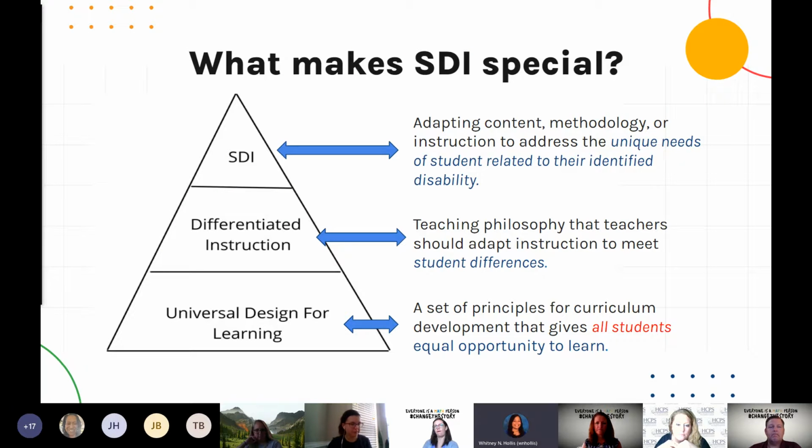And then SDI is at the very top of our triangle. That's where we're hitting our students who require specially designed instruction. That's basically necessary to meet the child's unique needs that were identified throughout the eligibility process. And that's where we're going to adapt through either the content, methodology, or just the instruction to address those needs for the student as they relate to whatever their identified disability is.